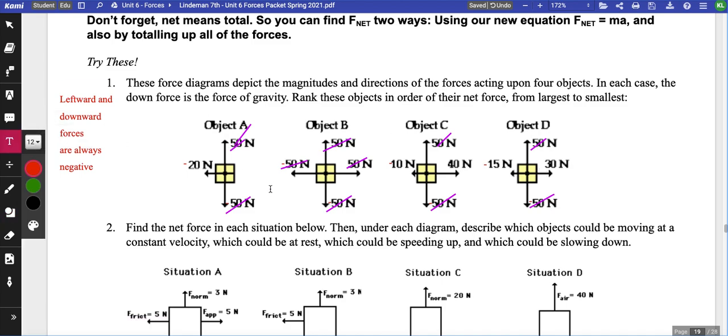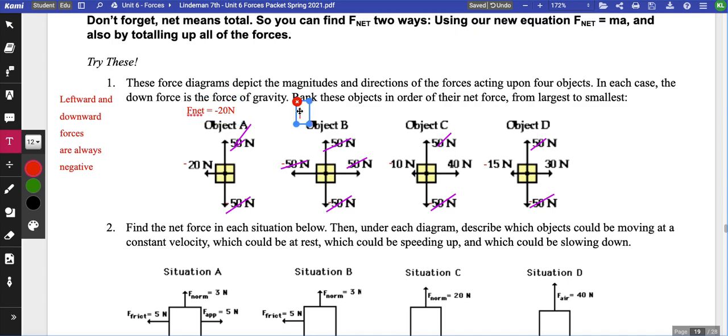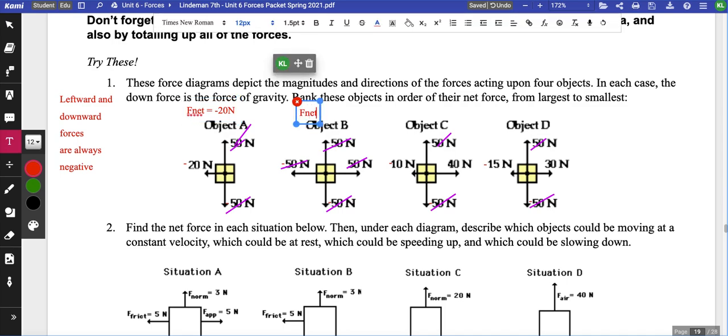Okay. So here with object A, I only have one force left over. So that means that my net force, so my F net, is going to be equal to negative 20 newtons. Here, I've canceled out everything, so there's nothing left over. So my F net for this object B is 0 newtons.